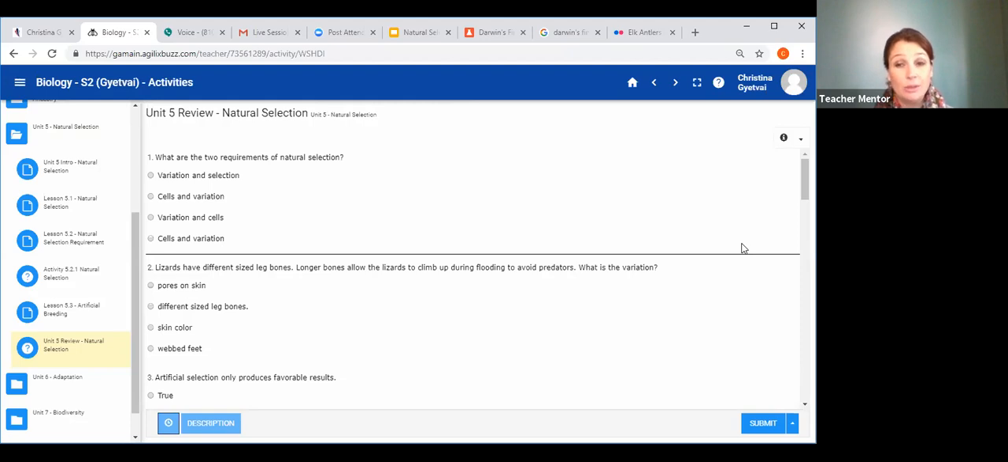So again, if we use our study skills, we can use process of elimination. If you read the question again, lizards have different sized leg bones, longer leg bones allow the lizards to climb. Okay, so there's no mention of pores on skin, no mention of skin color, and no mention of webbed feet. That leaves us one option, which is the second one, different size leg bones. That's the only variation that was mentioned in this question.